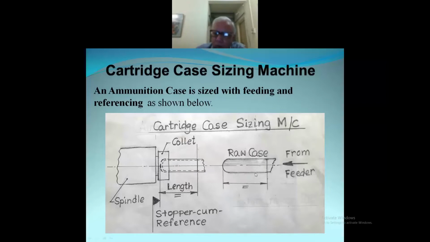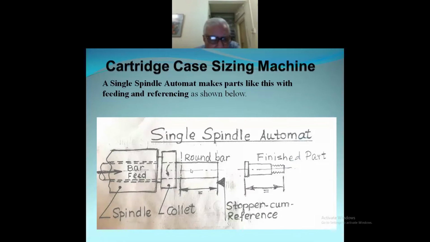But in their wisdom, they wanted to modify a single spindle automat. The single spindle automat machine looks like this. Through the spindle, a long bar is fed. That bar passes through the collet, and then it comes to a stopper. When it comes to the stopper, that becomes the reference.